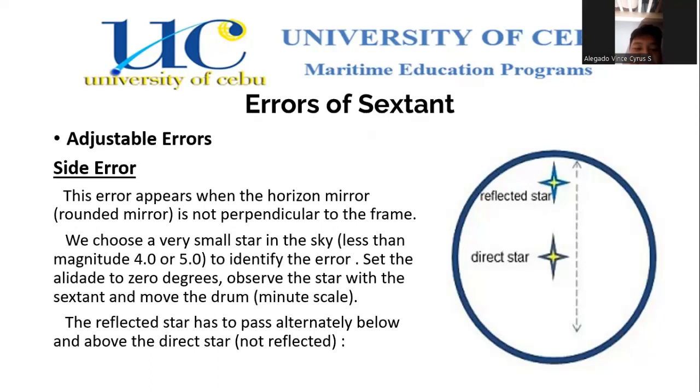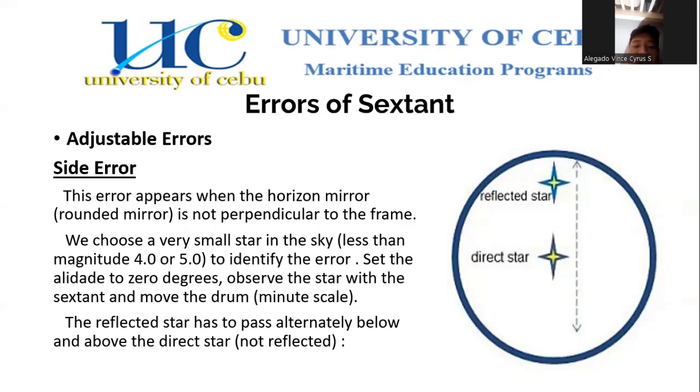Side error. This error appears when the horizon mirror, rectangular or round, is not perpendicular to the frame. We choose a very small star in the sky, less than magnitude 4.0 or 5.0. To identify the error, set the alidade to 0 degrees. Observe the star with the sextant and move the drum, minute scale.